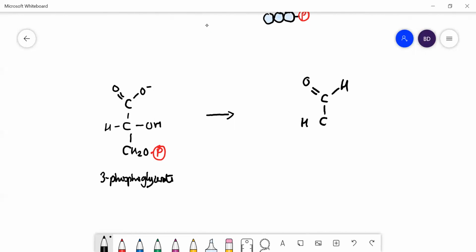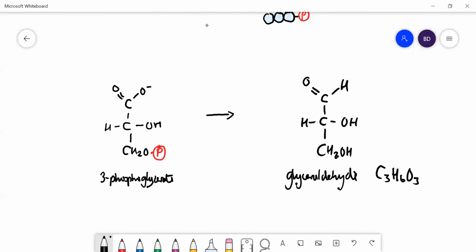This is a carbohydrate. If you look at the formula, it's C3H6O3. This is glyceraldehyde. So we will have made carbohydrate if we can do a reduction here. So what have we got to do a reduction? You can see we've got to get rid of that O minus there, and we've got to put an H on it there.